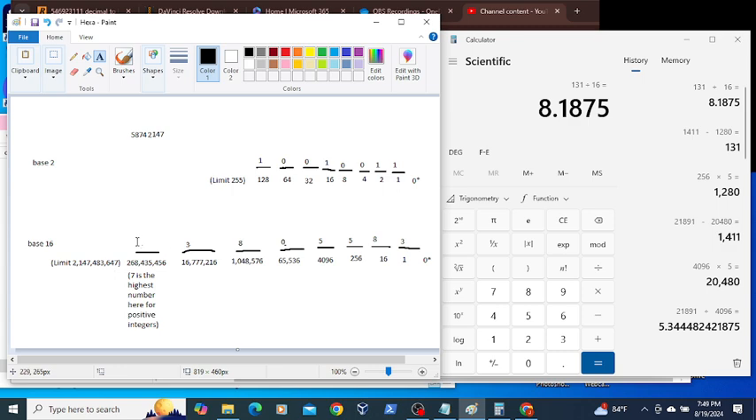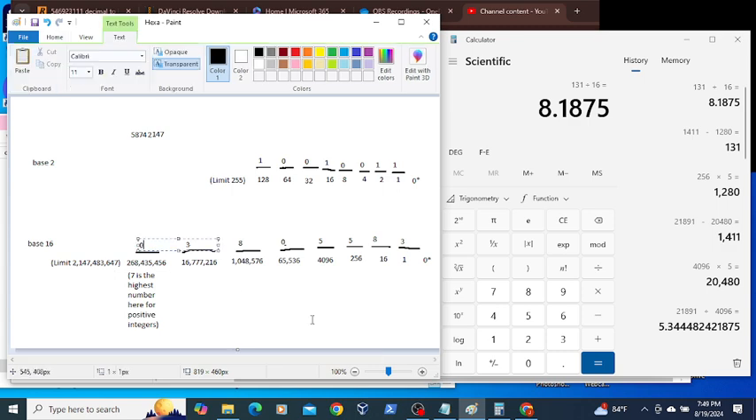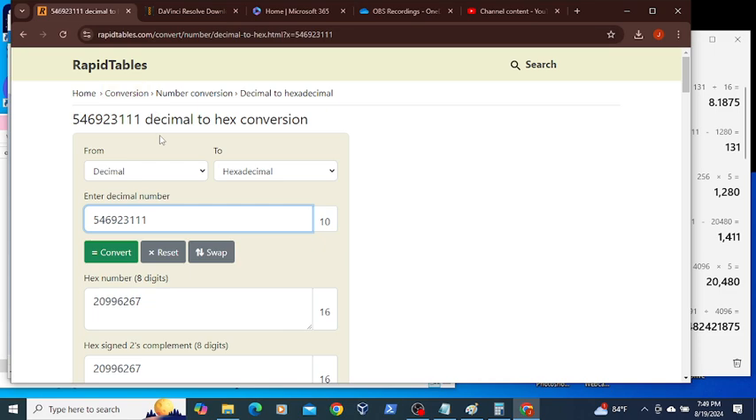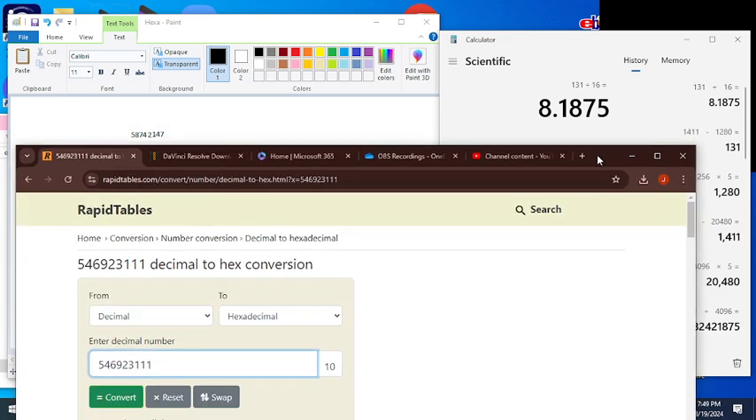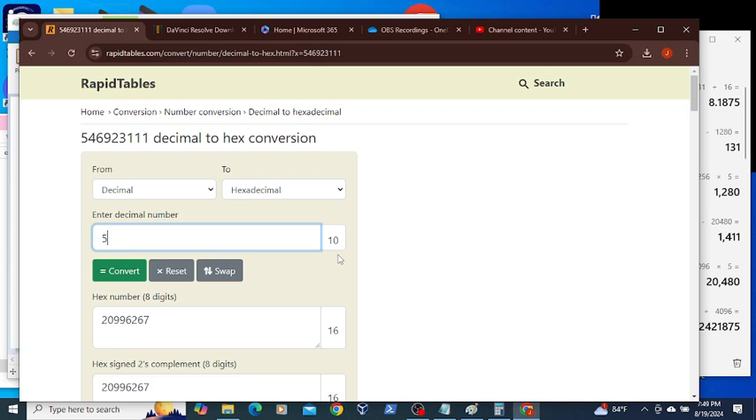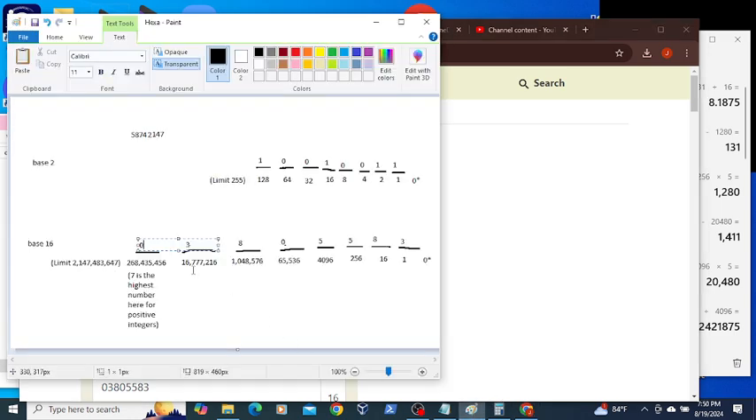So 3805583. Let's try it out. 58742147. 58742417. Is that what it was? I already forgot it. The heck. 58742147. 305583. 3805583. So you don't need the zero in front. That's good to know.